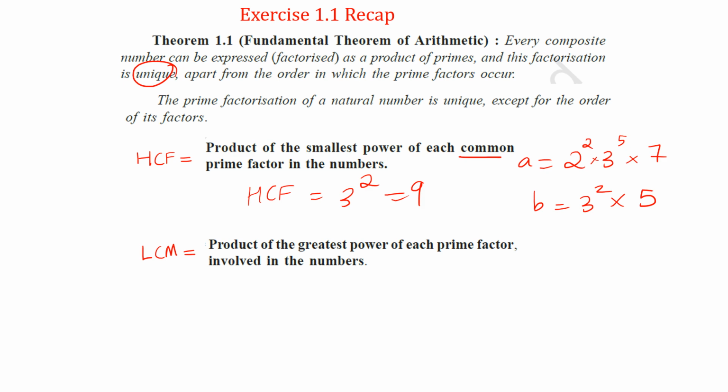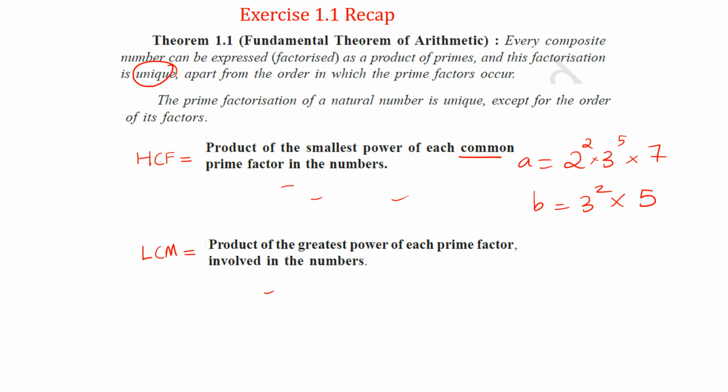And similarly, LCM is the product of the greatest power of each prime factor. So we have to list all the prime factors and write down their greatest powers. For 2, it is 2 squared. For 3, it is 3 to the power 5. For 5 and 7, it is respectively 1. So this product would be the LCM, correct?